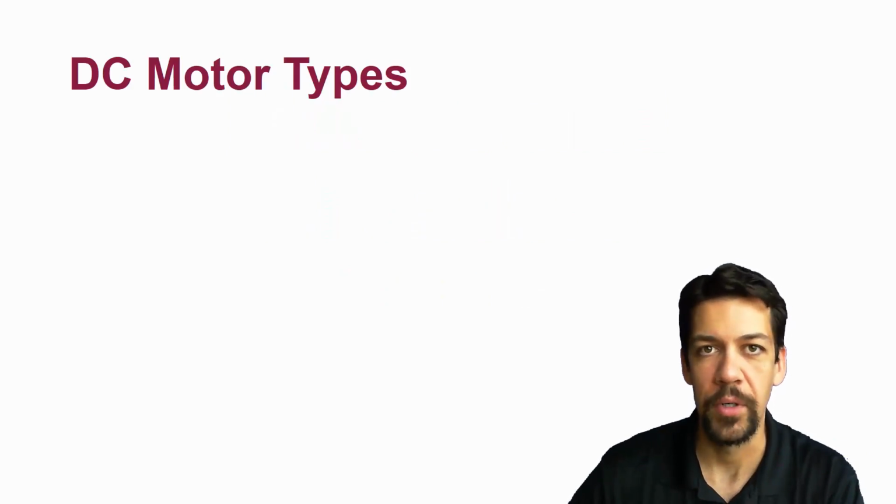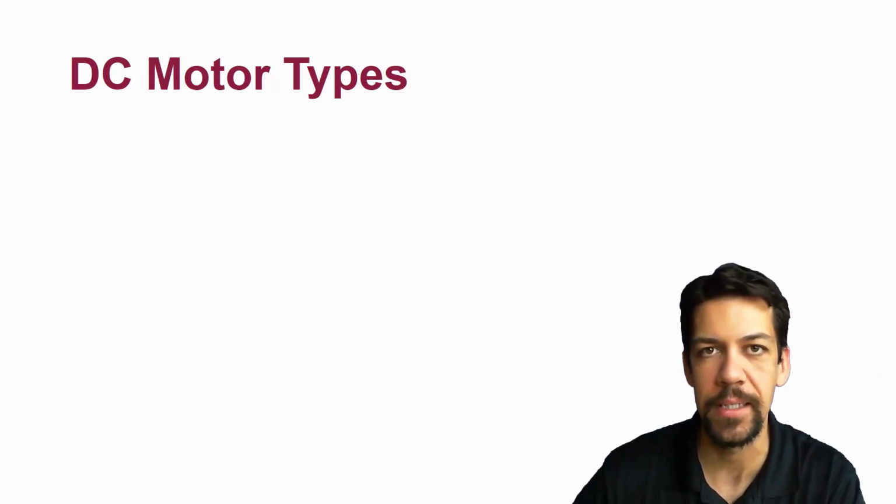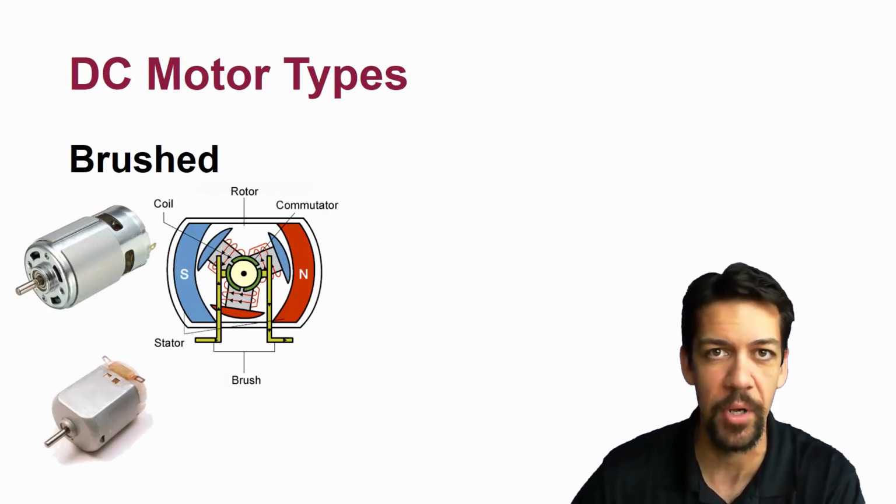There's a couple of different motor types, primarily AC and DC type motors. We're going to focus on DC motors since they're most commonly used with embedded systems. There's a couple of DC motor types. The first is called a brushed DC motor, and this is the most common type of DC motor.